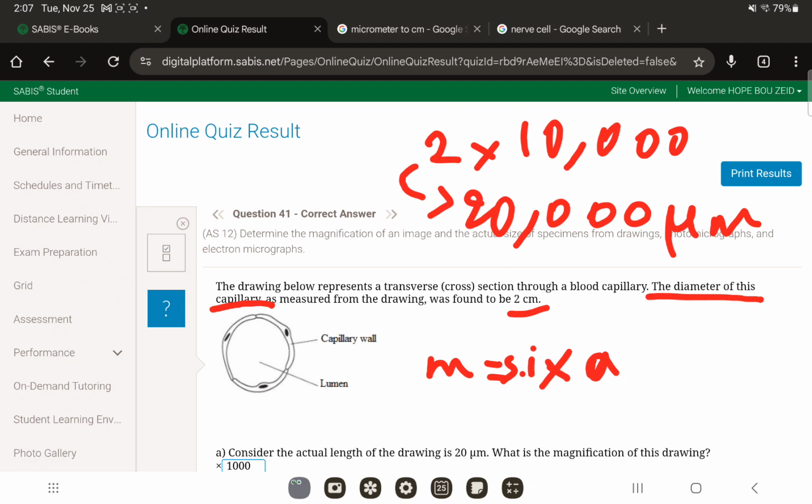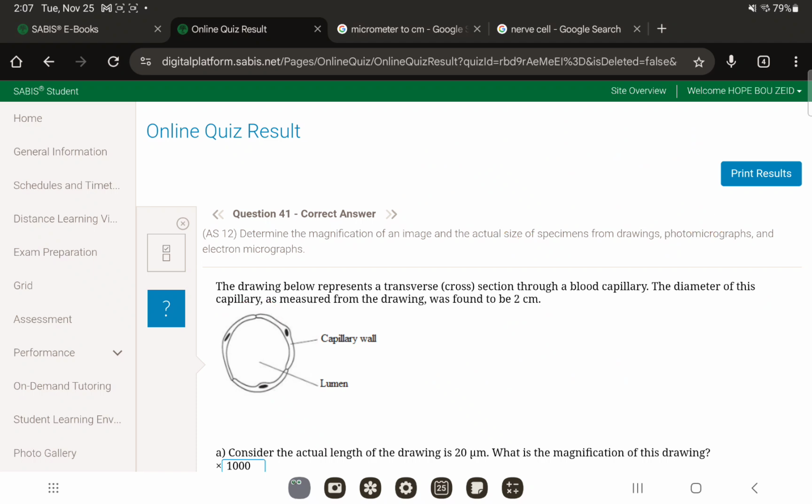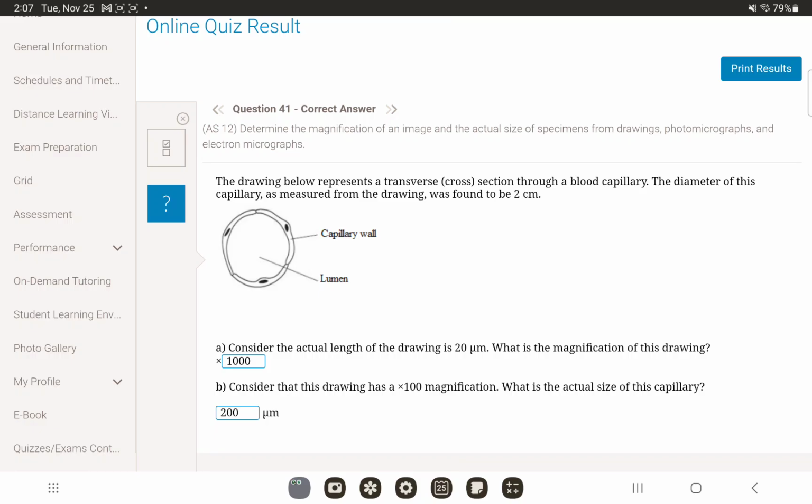So basically it would be the size of the image, divided by the actual size. So 20,000 divided by 20 would be 1,000. Right? Yeah. So the magnification is 1,000. Consider that this drawing has a 100x magnification. What is the actual size?